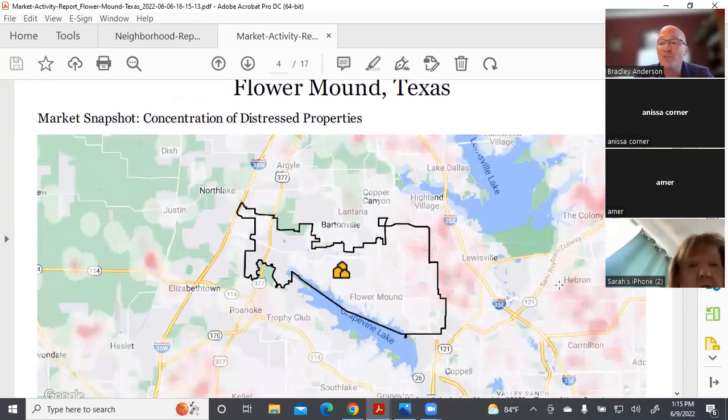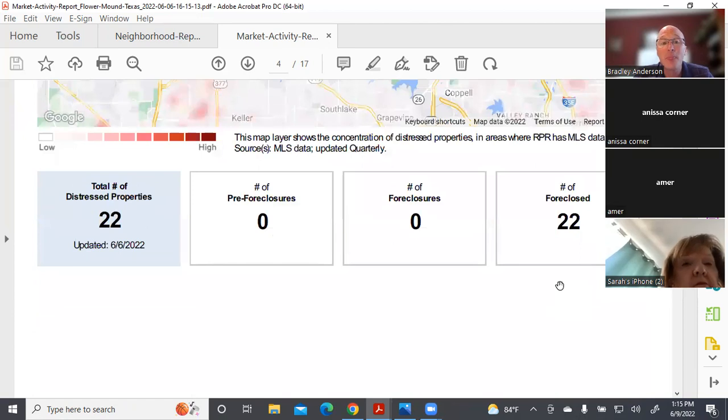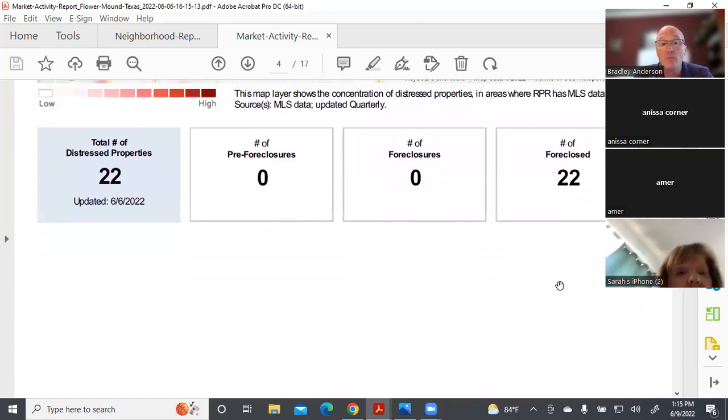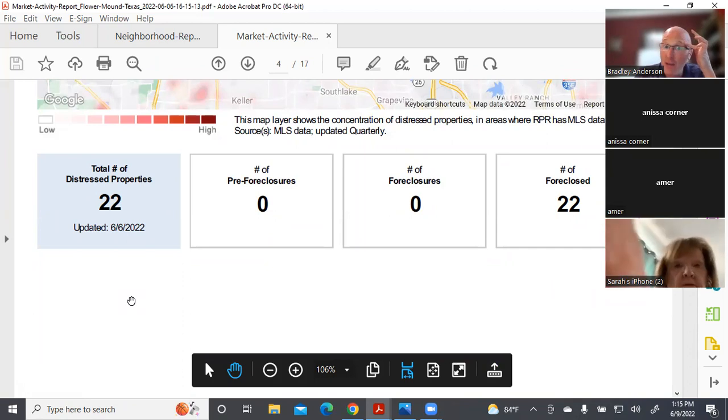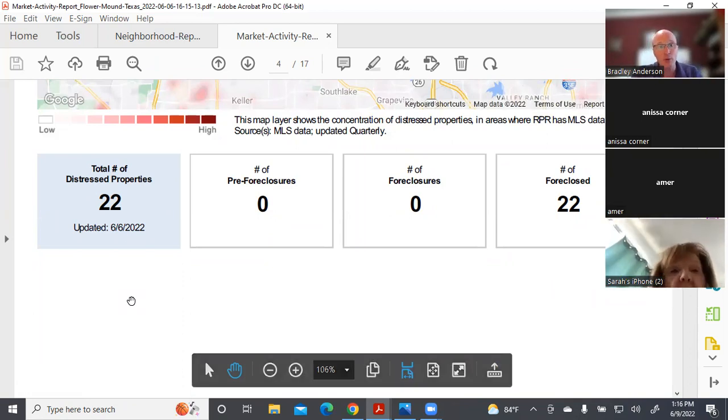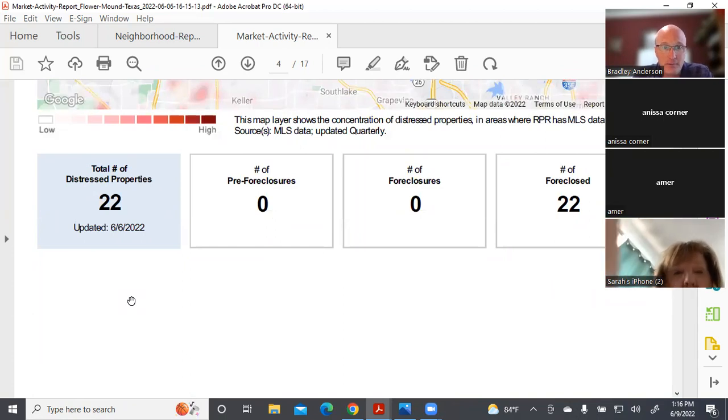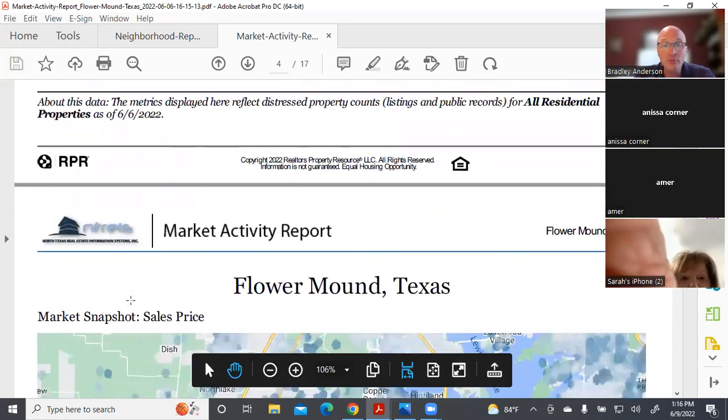Let me see if there's a time frame. I don't know what time frame this is. I can find out, but it was updated as of 6/6. But 22 is nothing. I mean, add a 0 on the end of that number, and that's kind of what we were up against in 2010, 2012. So you will get comments about that only serves to create panic and negativity. Just go back and tell them, look, I got data that says there are no foreclosures.